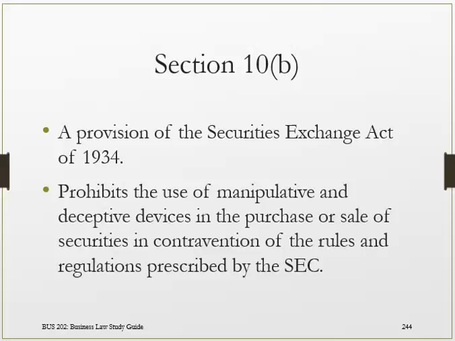The first one, probably the most all-encompassing one, is Rule 10b of the Securities Exchange Act of 1934, which prohibits the use of manipulative and deceptive devices in the purchase and sale of securities in contravention of the rules and regulations. This is extremely complex. It may seem pretty simple that you're not allowed to be manipulative, you're not allowed to be deceptive, but those terms are extremely vague and extremely broad.